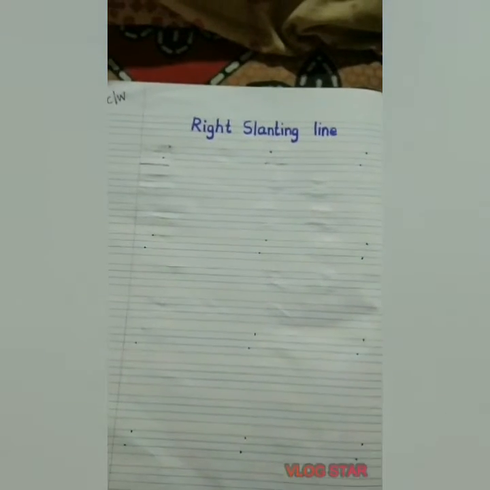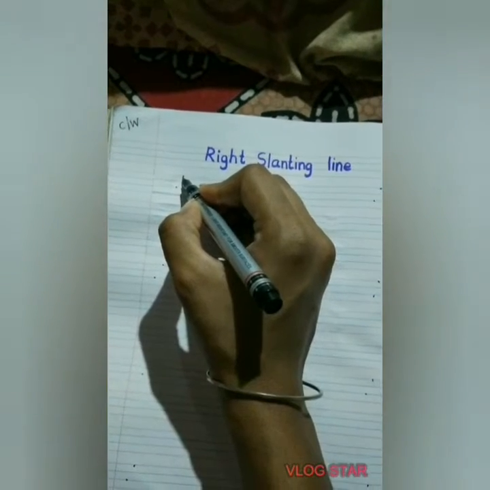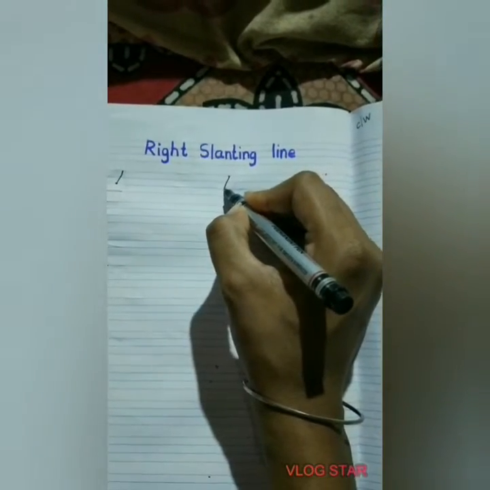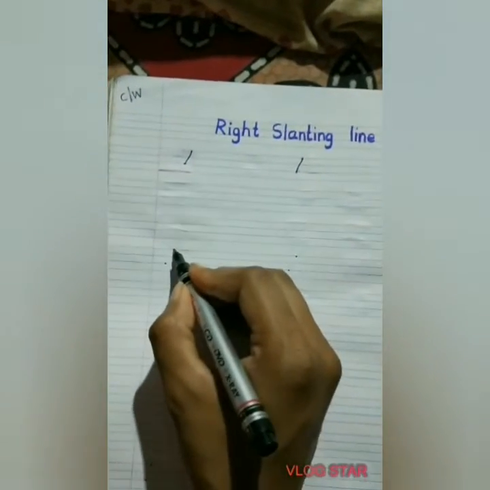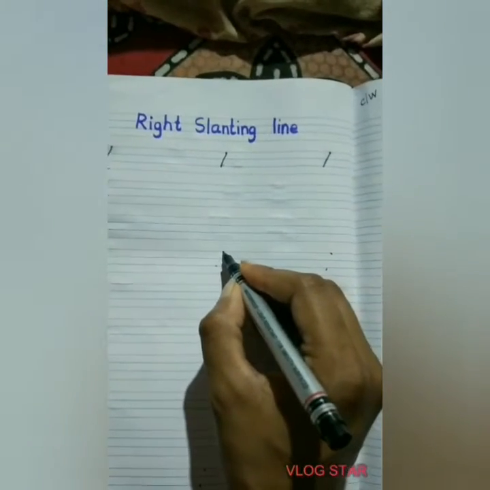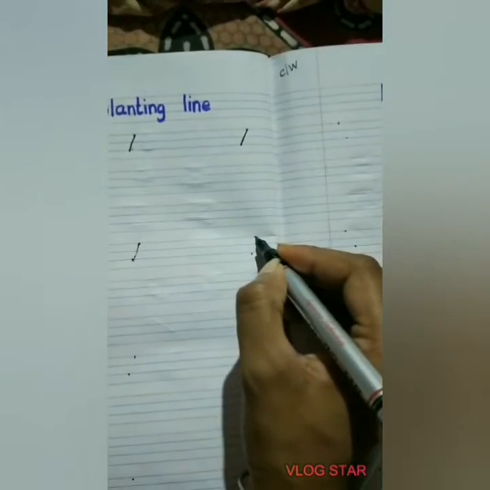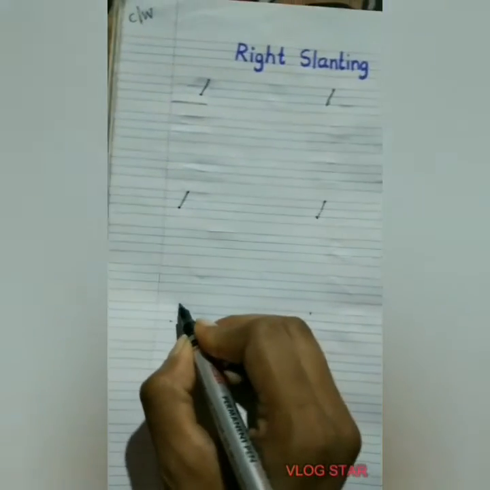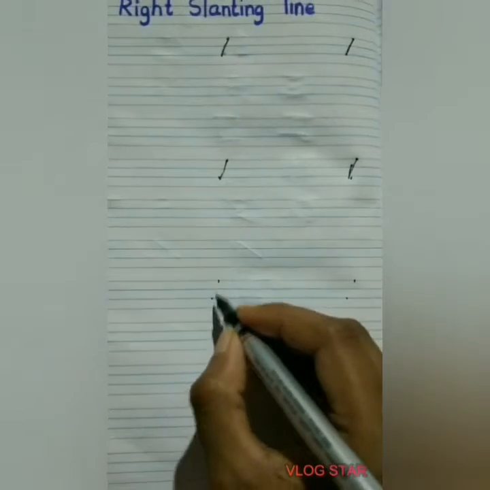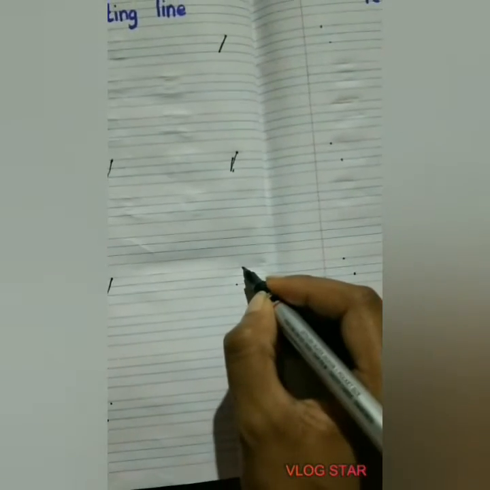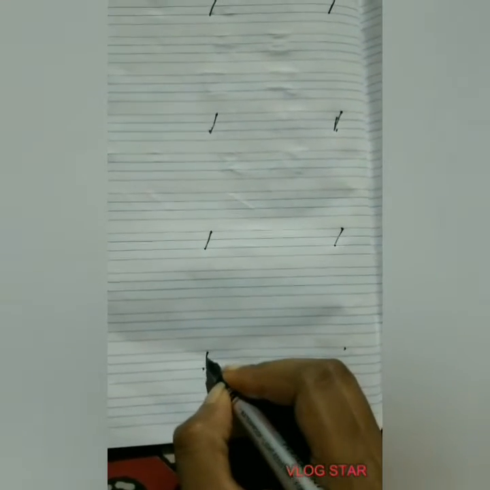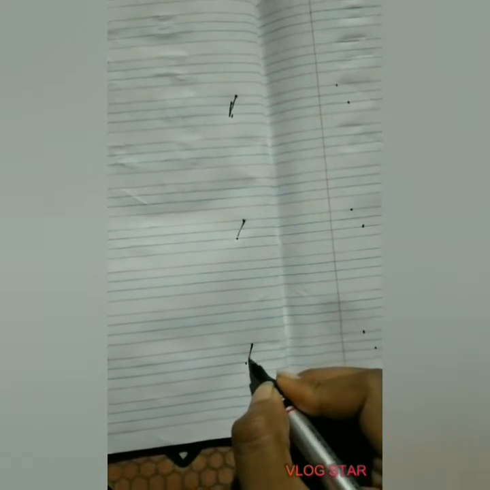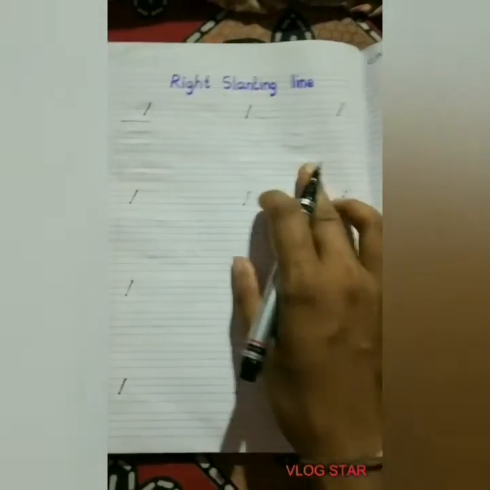Now we put the pencil on the dot and go down like this. Again we do up to down. Little bend, up to down, up to down, up to down. This is called a right slanting line.